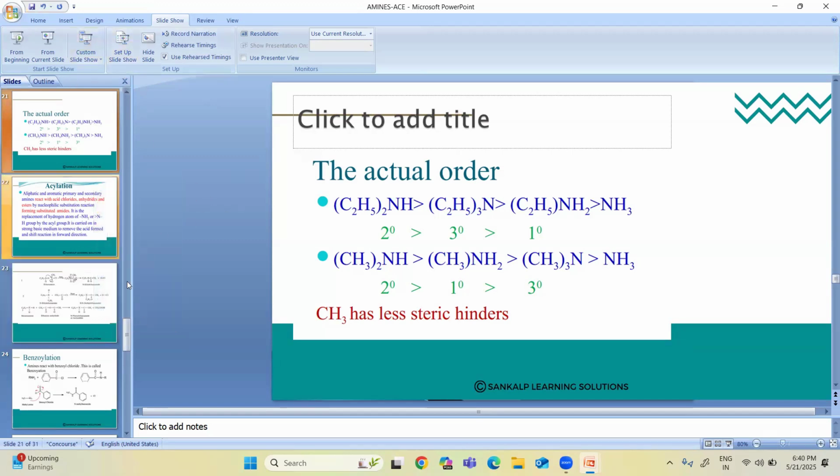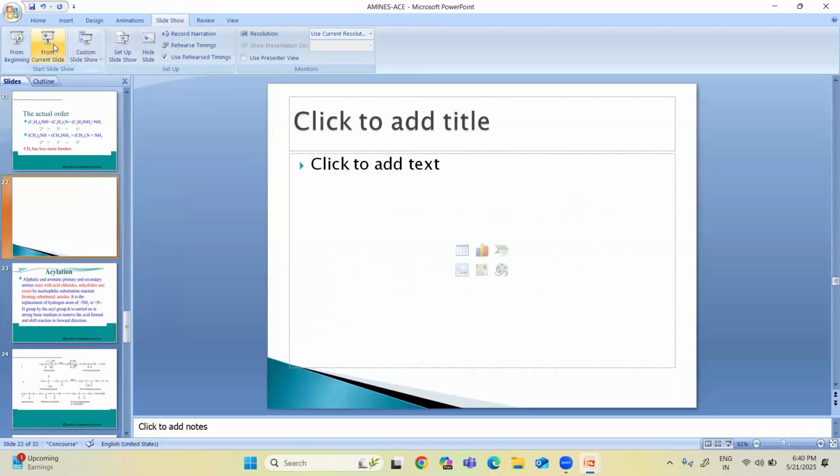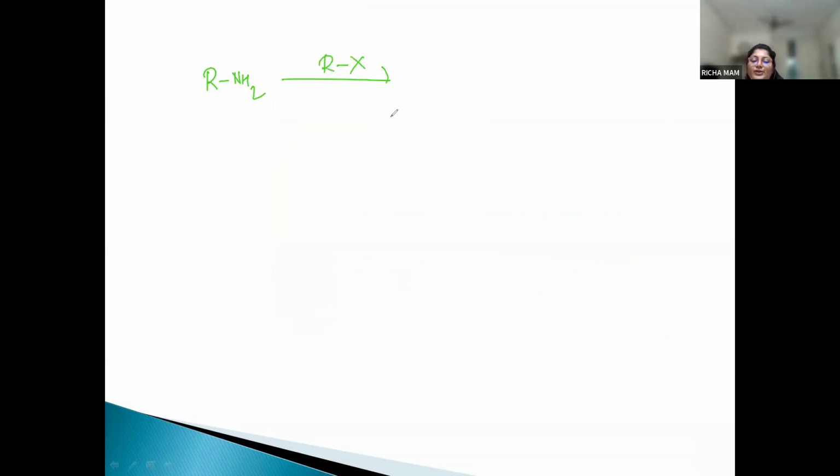So amines, RNH2, react with excess of alkyl halide in a sealed tube. At each step there is replacement of a hydrogen atom by an alkyl group, and thus primary, secondary, tertiary, and finally quaternary ammonium salt is formed.